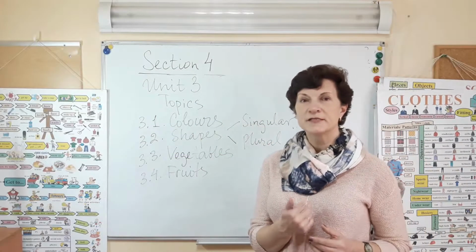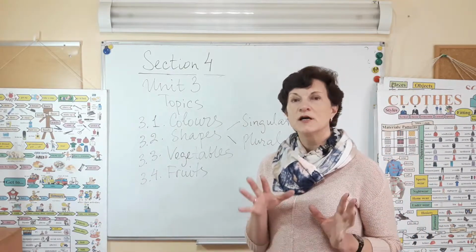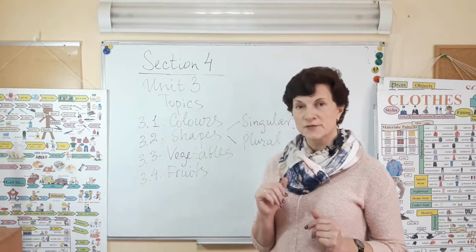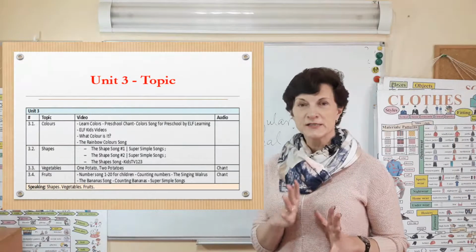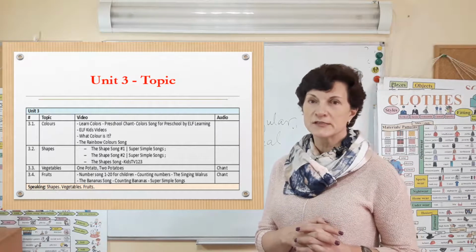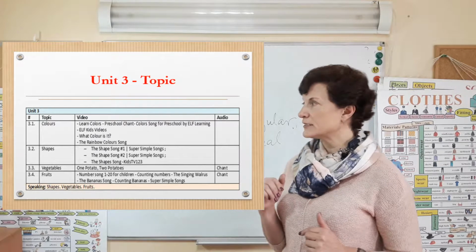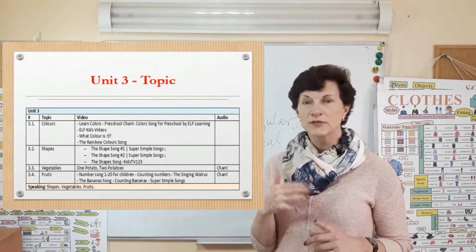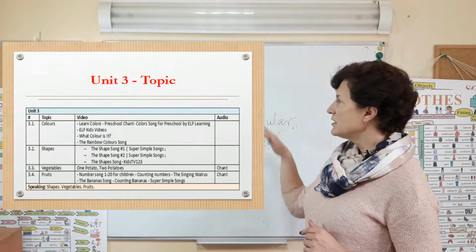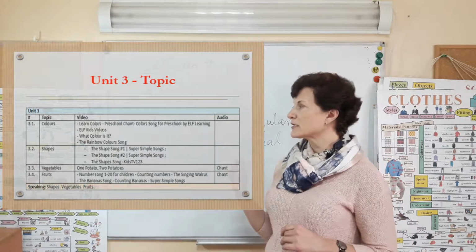Hello, in this third video of section number 4, we will talk about how to teach Unit 3. It will be illustrated with the examples of the students who have already learned this unit. So we will talk about how to teach colors, we will talk about how to teach shapes in singular and in plural, we will talk about vegetables and fruits.